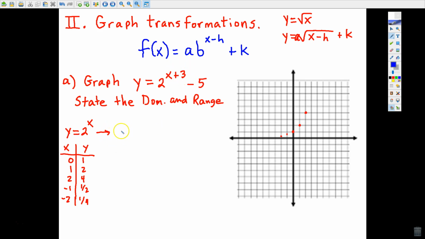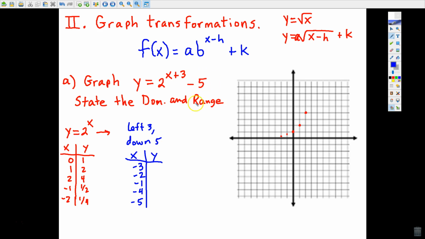If you want to show me tables, I think I showed an example of this in class. Some people like to do tables. This plus 3 indicates left 3, and this minus 5 indicates down 5. So we could do a table and plot from the table. Okay, left 3 is the same thing as subtracting 3 from each of these x's. All right, so let's just take one at a time. 0 minus 3 is negative 3, 1 minus 3 is negative 2, 2 minus 3 is negative 1, negative 1 minus 3 is negative 4, negative 2 minus 3 is negative 5.